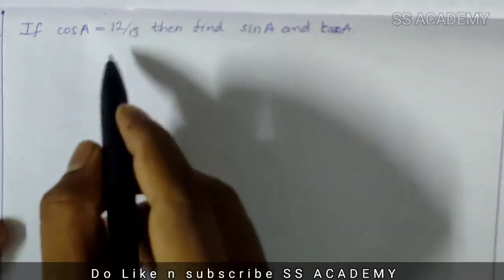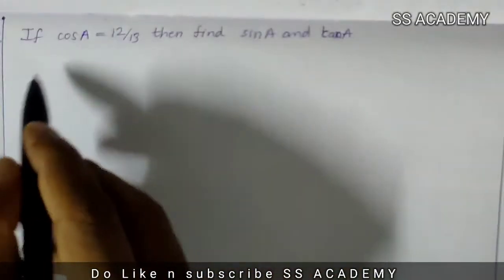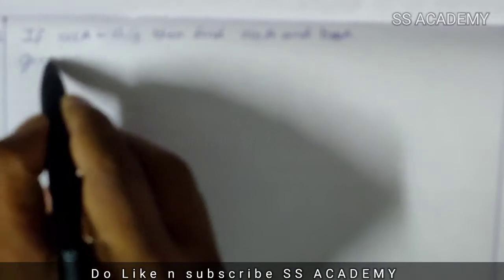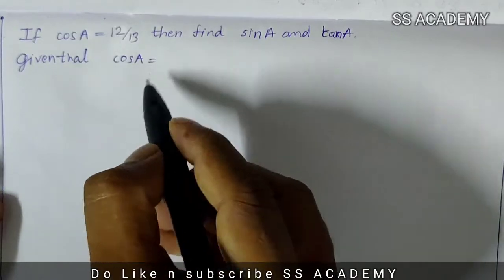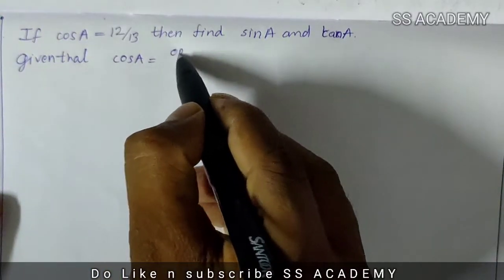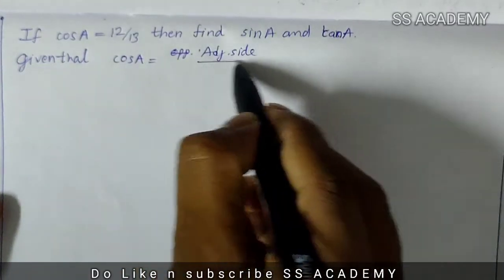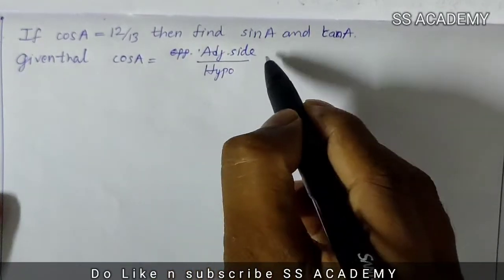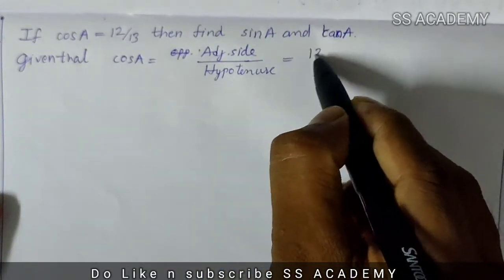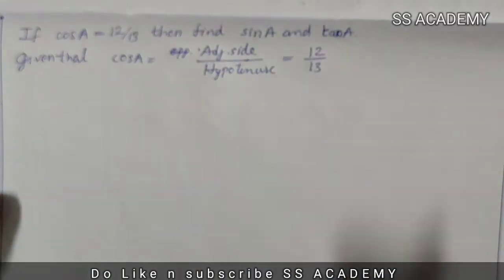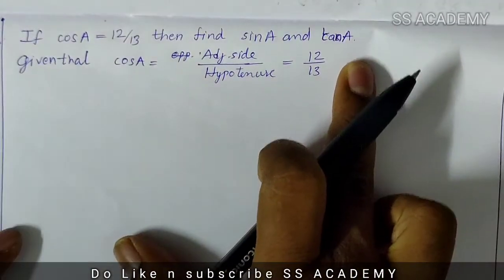If cos A equals 12 by 13, then find sin A and tan A. Here it is given that cos A equals, we know that cos A equals adjacent side by hypotenuse. That equals 12 by 13. So that means adjacent side and hypotenuse are in the ratio of 12 is to 13.